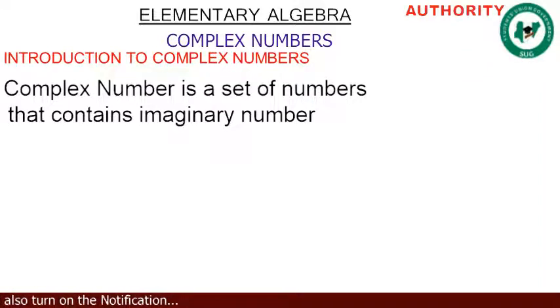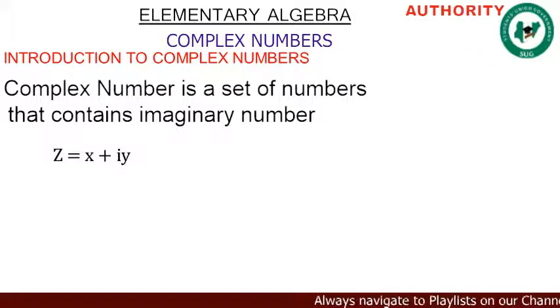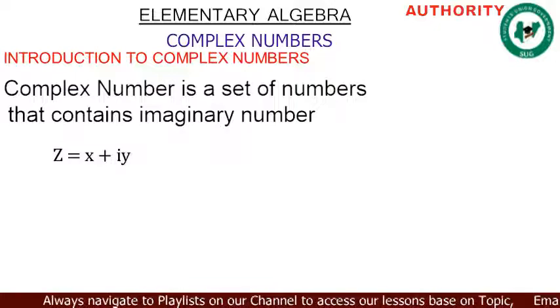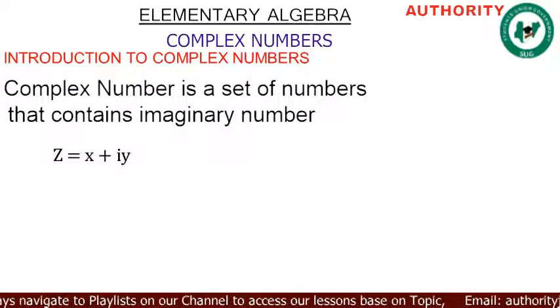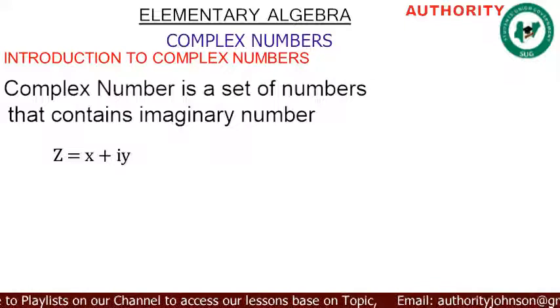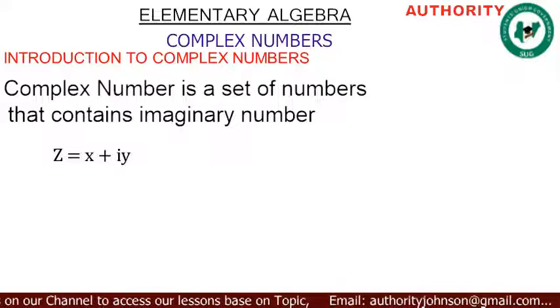So now we will just say that a complex number can be represented by the letter Z. So let the letter Z represent the complex number. And then we'll say that a complex number Z always or usually appears in the form of x plus iy. So we say that Z is equal to x plus iy.